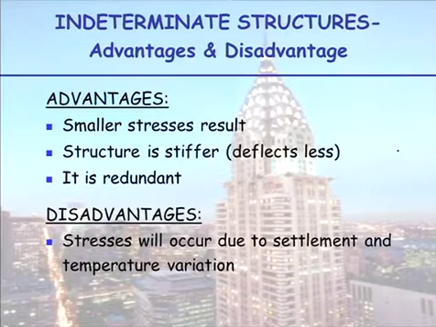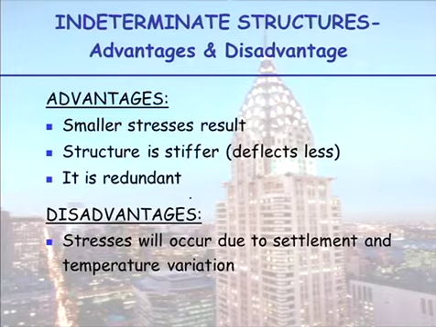So what are the advantages? Why do we have indeterminate structures? Why do we have more supports than we need? Why do we have more members in our truss? Well, we end up getting smaller forces and stresses in our members, so we can have smaller members. Our structure also becomes stiffer. It doesn't deflect as much. So therefore, if it doesn't deflect as much, we can put smaller members in again, and it's redundant.